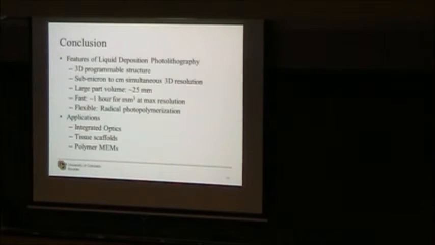So to conclude this portion of my talk, I've shown different features of LPP: 3D programmable structuring, as well as sub-micron to centimeter resolution. I've shown large part volume with fast fabrication. And since we're doing radical photopolymerization, this technique can be very flexible. Since it's starting from a liquid state, you can dream up new materials with different forms of index change other than diffusion, and different crazy ideas. The problem is there are more different materials you can use than there's time to test in the lab. I've shown different integrated optics applications, and we hope to move toward tissue scaffold applications as well as polymer programs.